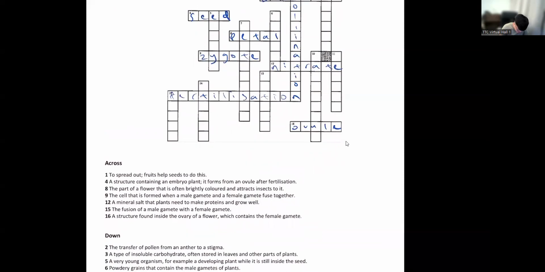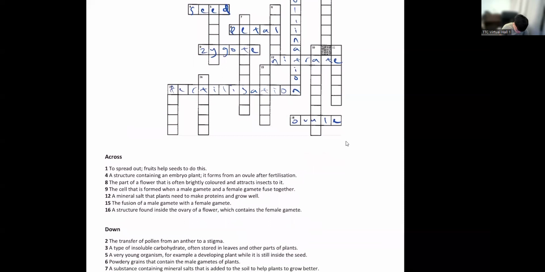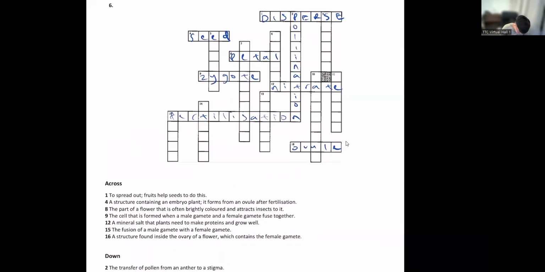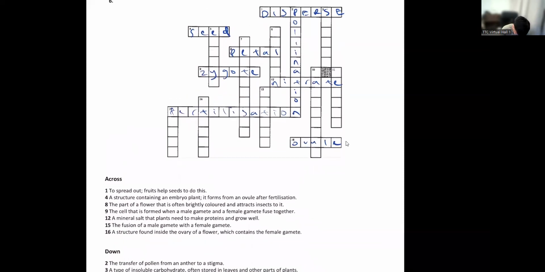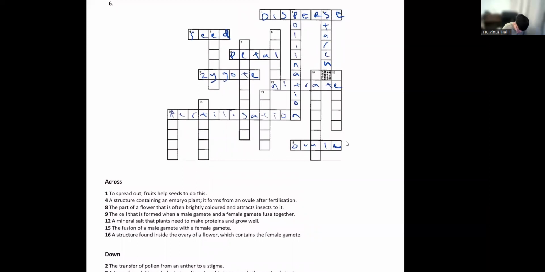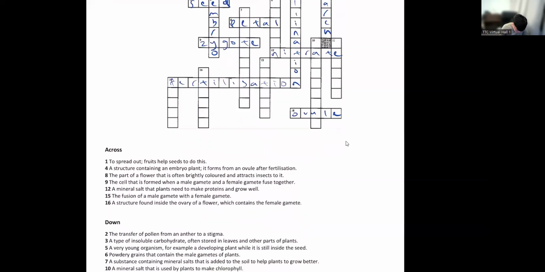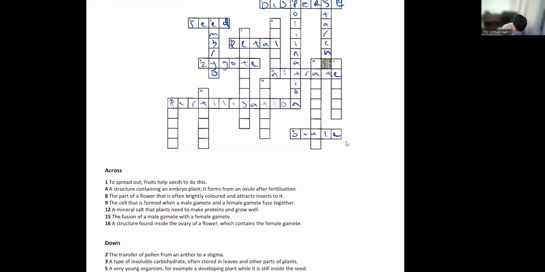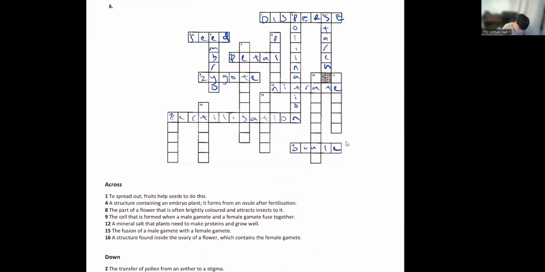Pollination. Number 3, a type of insoluble carbohydrate stored in leaves and other parts. So what do they store? They store starch. Number 3 is a starch. So number 5, a very young organism, for example, a developing plant, while it is inside the seed. That's called your embryo, I guess. Yep, embryo.